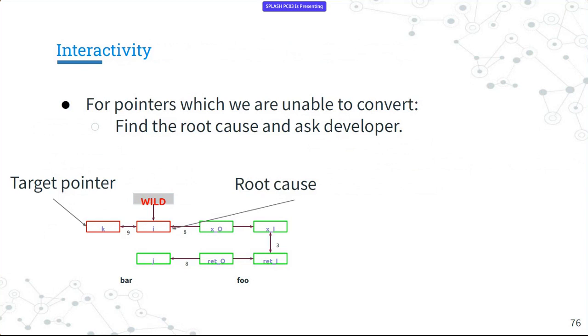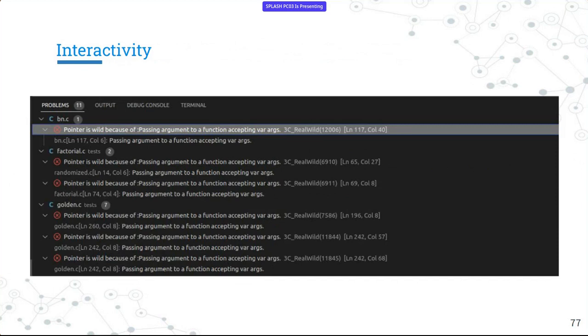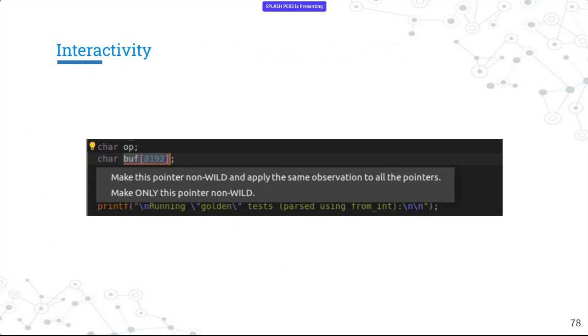We give these root causes to the user with the proper reason, saying that, hey, this pointer is wild, please fix it. The way we do it is we integrated this into an LSP server. These are the reasons we give to the user, and the user can click on them and go to the corresponding code. We provide some automated fixes, but users can make their own fixes if they don't like ours. Once the user fixes this, they can rerun 3C again, and so on, until the user is happy with the converted code.